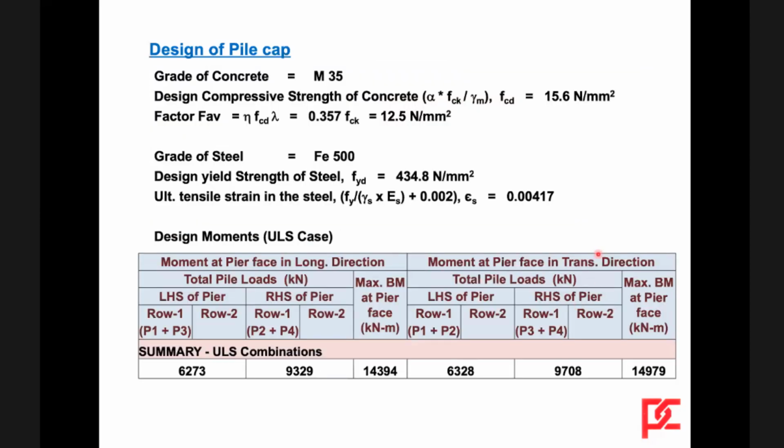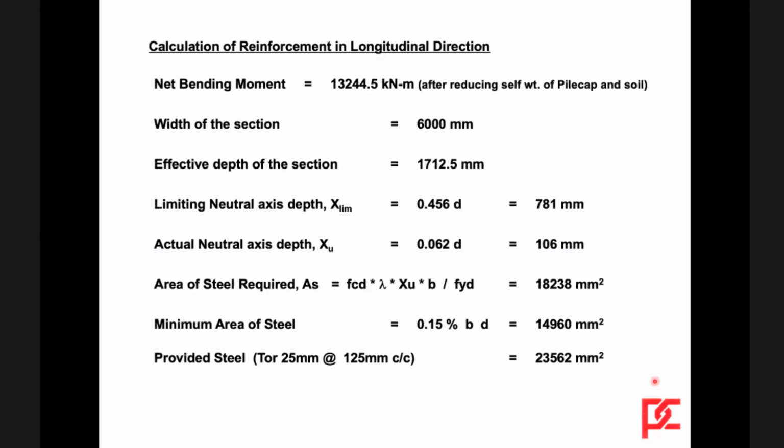Then pile cap design. Similarly, pile cap ULS bending moments are calculated at the face of the pier, both in the longitudinal direction and transverse direction. You find these are the moments: 14,394 in the longitudinal direction, 14,979 in the transverse direction. And for this, we have calculated the bending moment, and the provided reinforcement is 25 mm at 125 centers.